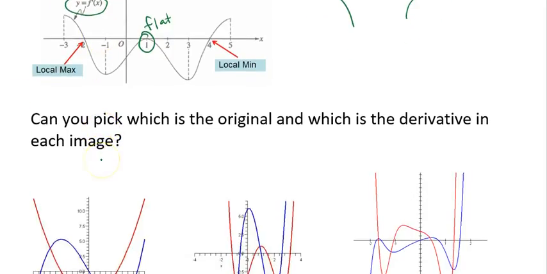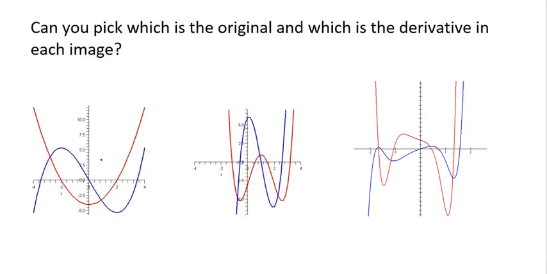The last thing that you need to be able to do is to pick which is the original and which is the derivative in an image where they're on top of each other. And so you can do that sometimes by looking at powers, like the first one. The blue looks like an x cubed graph and the red looks like an x squared graph. And so you could probably say that the blue is the original and the red is the derivative. But you can still look at the fact that where blue is increasing, the red is positive. Where blue is decreasing, the red is negative. That can be useful too.